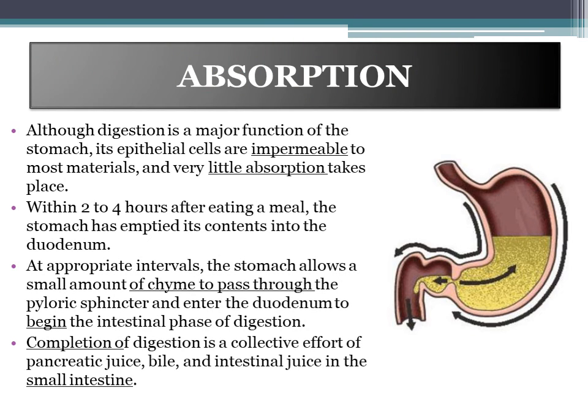For the last step of the digestive system in the stomach, we have absorption. Although digestion is a major function of the stomach, its epithelial cells are impermeable to most materials and very little absorption takes place. Only within 2 to 4 hours after eating a meal has the stomach emptied its contents into the duodenum. This process usually takes longer for some types of foods than others.